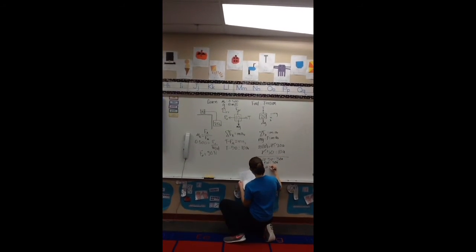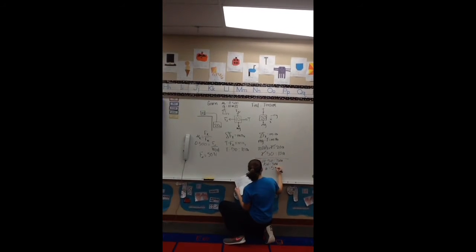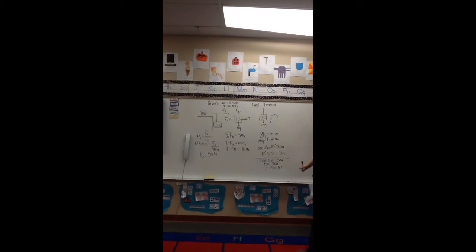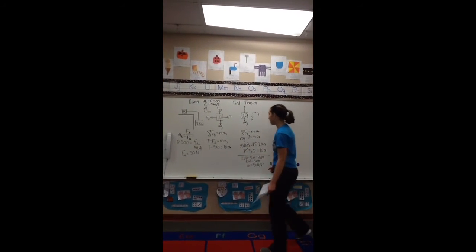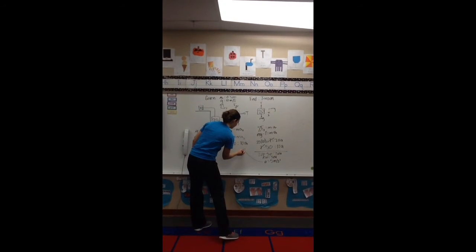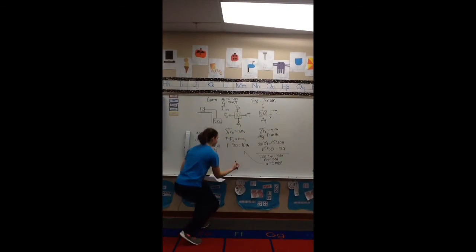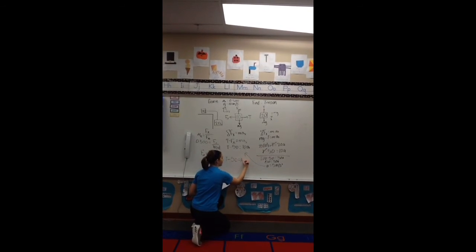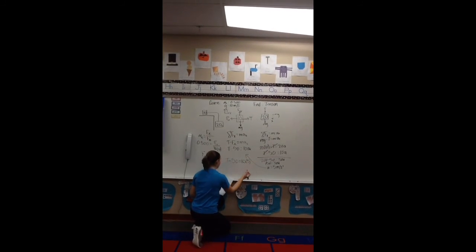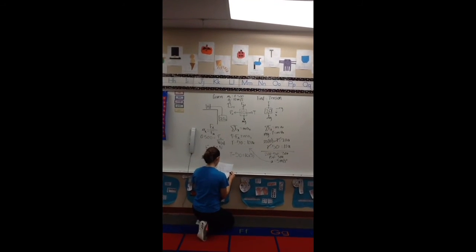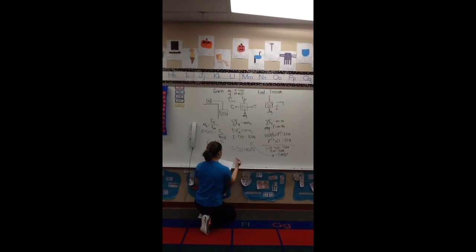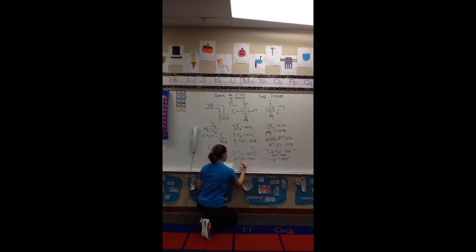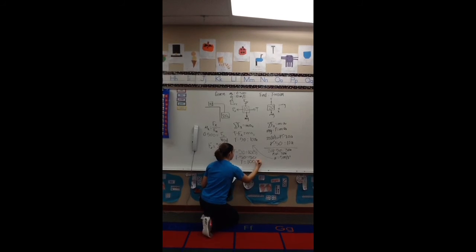So a equals 5 meters per second squared. So the acceleration of the system is 5 meters per second squared. And then you plug it back in to either this formula or that one. So you have tension minus 50 equals 10 times the acceleration, which is 5. So you have tension minus 50 equals 50. So tension equals 100 newtons.